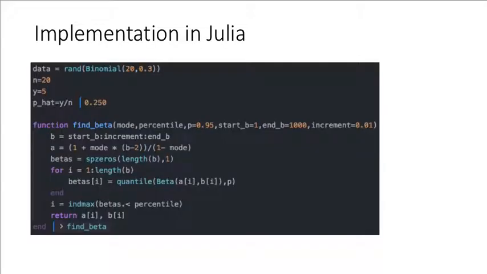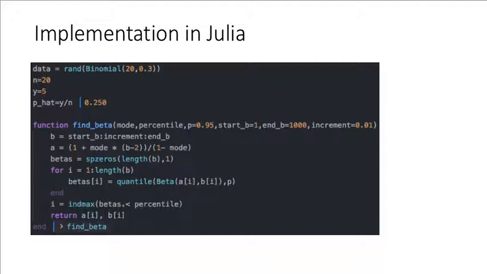And here is the implementation in Julia. I ran a binomial with n of 20 and p of 0.3. I ended up getting 5 successes out of the 20, which is a p hat of 0.25. I use this find beta function to find the prior for this model. I give it a mode and a percentile, and then I give it a vector of b's, and then it solves a little 2x2 system for a.